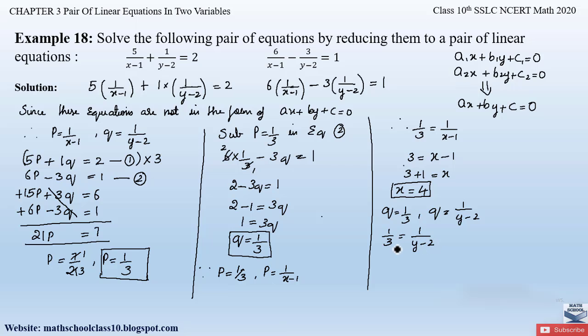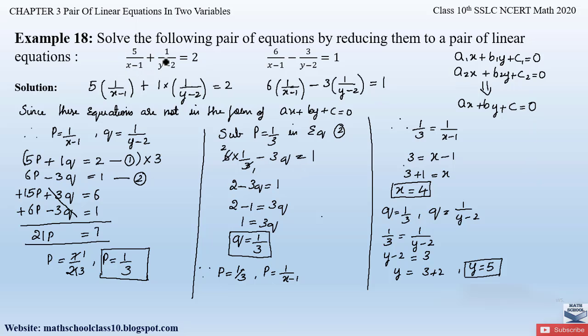So cross multiplying, we get y minus 2 into 1 equal to 3 into 1, which is again 3. So let us send this minus 2 to the right hand side. So we get y is equal to 3 plus 2, or y is equal to 5, right? So we got x value as equal to 4 and y value is equal to 5. Now you can verify this answer by substituting the values in the given equation.